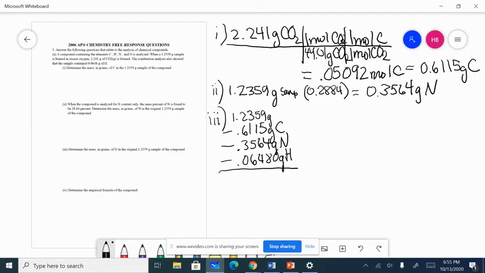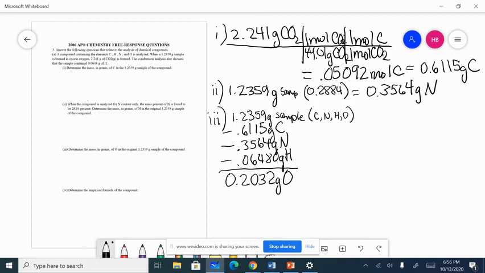All that's left over, because you can see it contains only carbon, hydrogen, nitrogen, and oxygen. When you take the whole sample, which is all of those together, carbon, nitrogen, hydrogen, and oxygen, if you subtract off the carbon, hydrogen, nitrogen, you will end up with the oxygen, which in this case would be 0.2032 grams of oxygen.